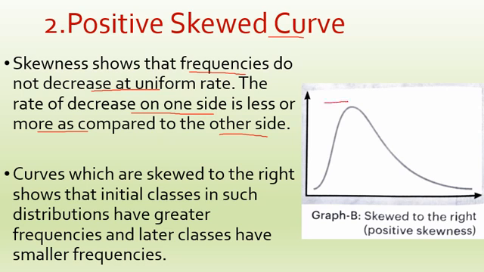Curves which are skewed to the right show that initial classes in such distributions have greater frequencies and later classes have smaller frequencies. In the starting or initial class intervals, the frequencies are greater, but later on they are small. So these are positive skewed curves.